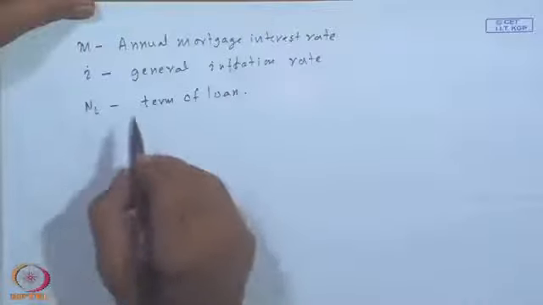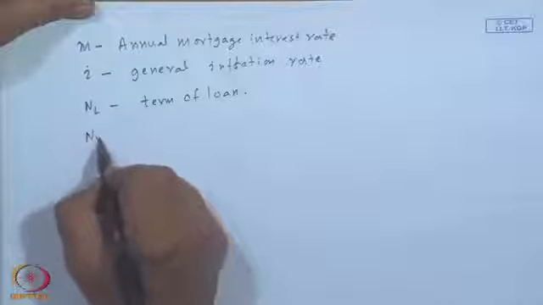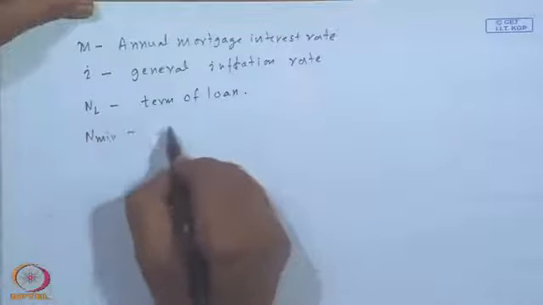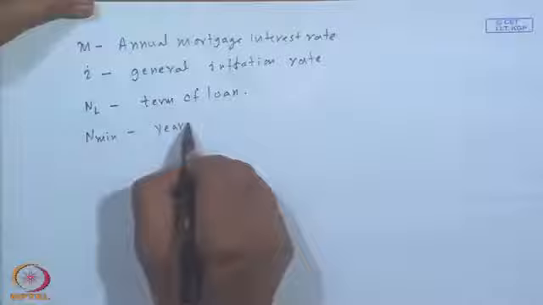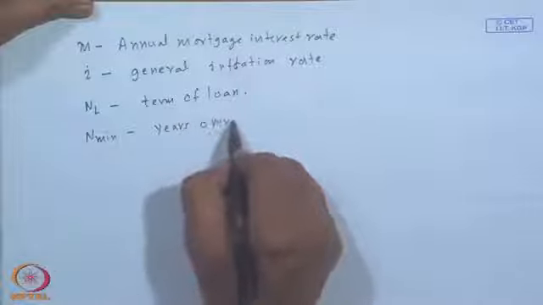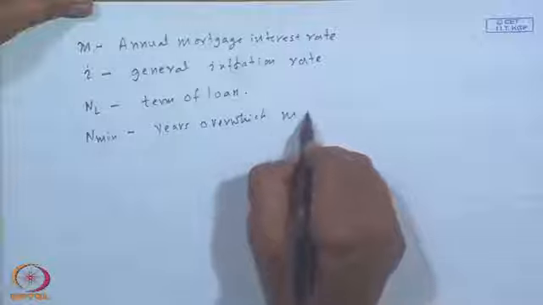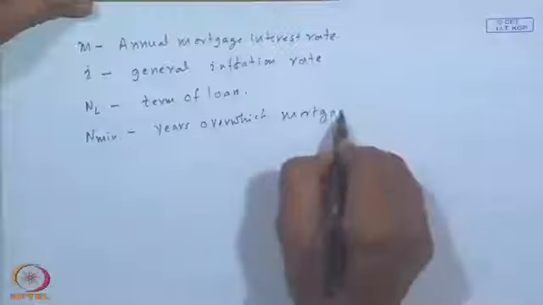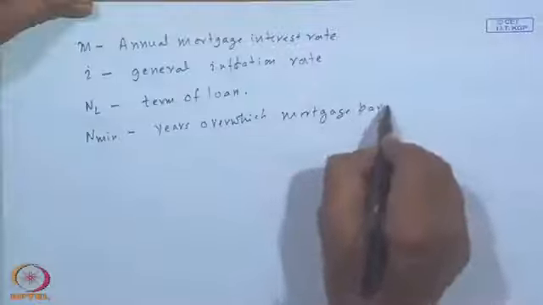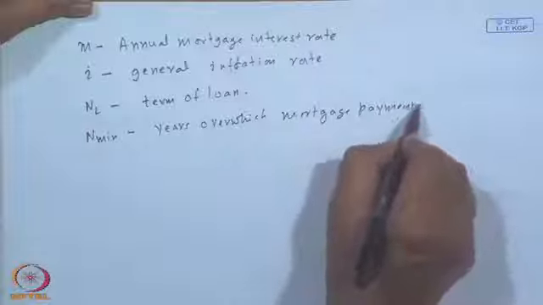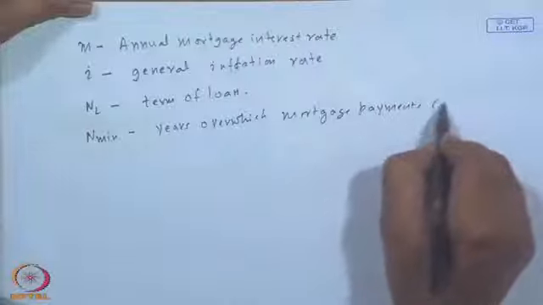So, N L is the term of loan, and N minimum is the years over which mortgage payments contribute to the analysis.